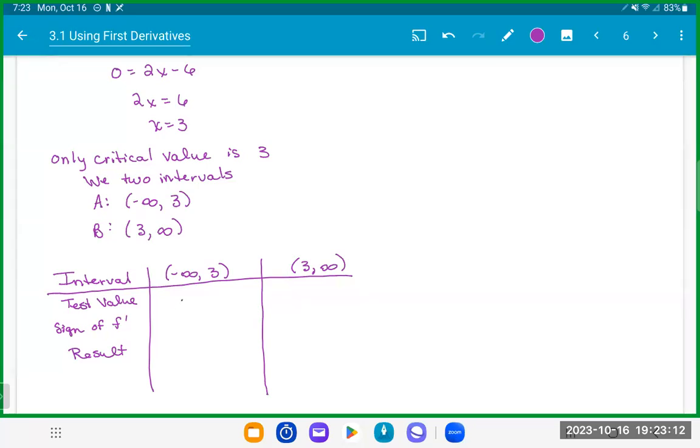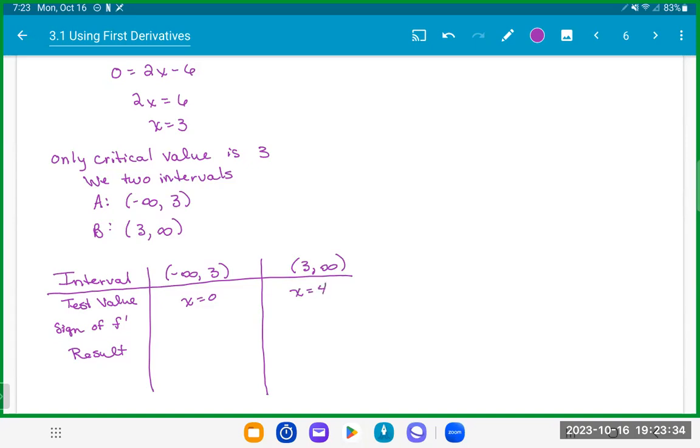I would say we're going to choose x equal to 0 in this first interval because I always want to choose the one that makes my computations the easiest. And so having a 0 will definitely make our computation a lot easier. And then on this one, we'll choose the smallest value we can, which is 4.